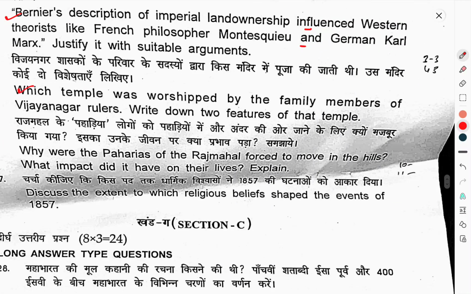Which temple was worshipped by the family member of the Vijayanagara ruler? Write down 2 features of that temple. Why were the Paharias of Rajmahal forced to move in the hills? What impact did it have on their lives? Explain. Discuss the extent to which religious beliefs shaped the events of 1857.